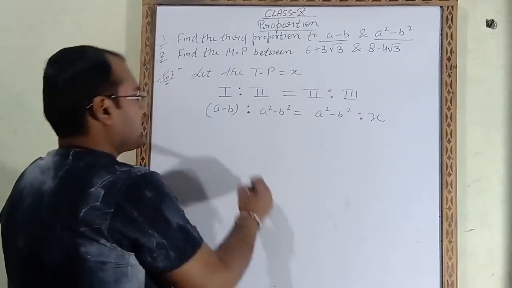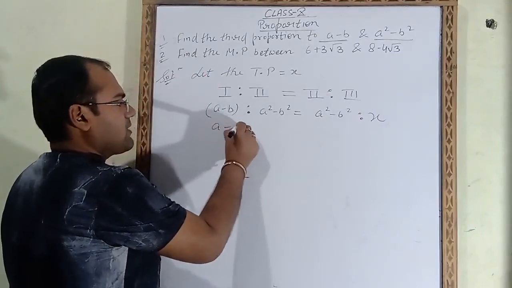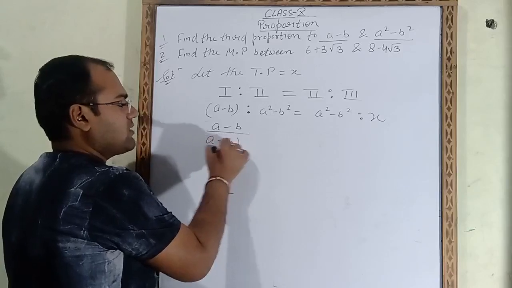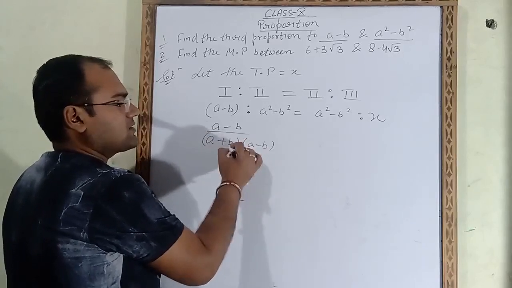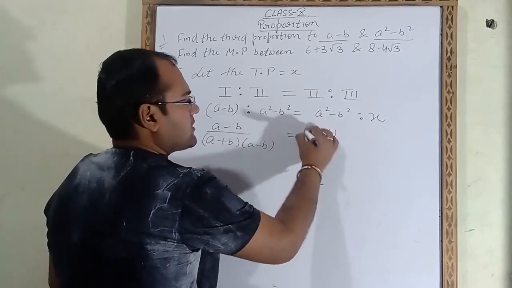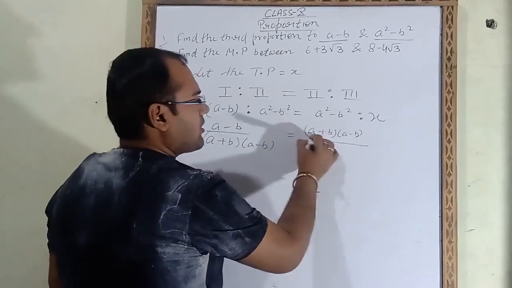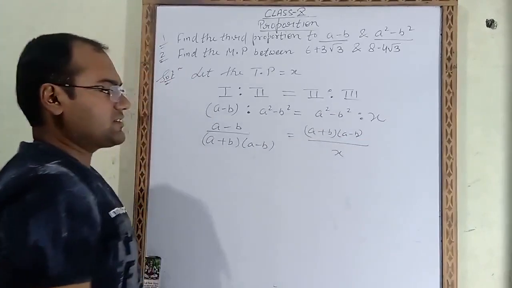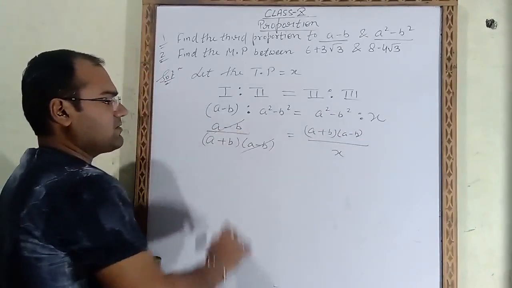x. Now next step is we will write in upon form. A minus b upon a square minus b square. We will use here the formula a plus b, a minus b is equal to, a plus b, a minus b upon x. Now next step, this a minus b and a minus b will get cancelled.